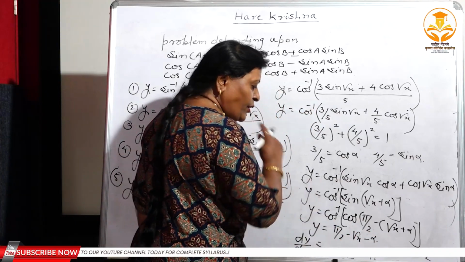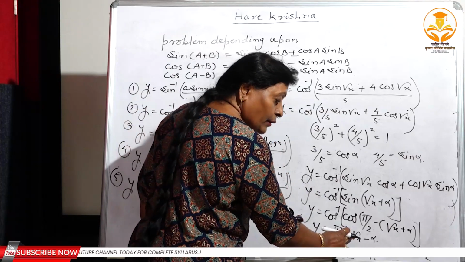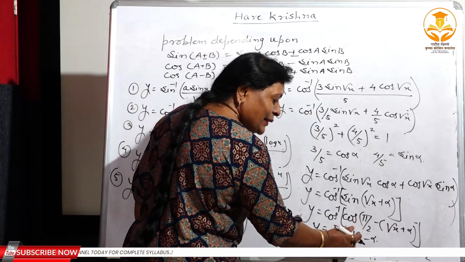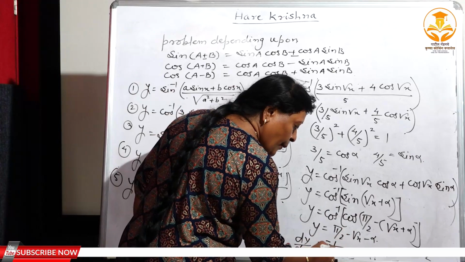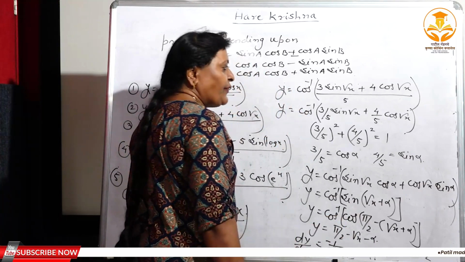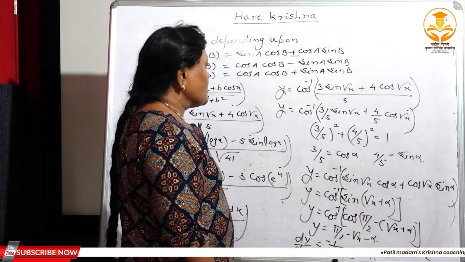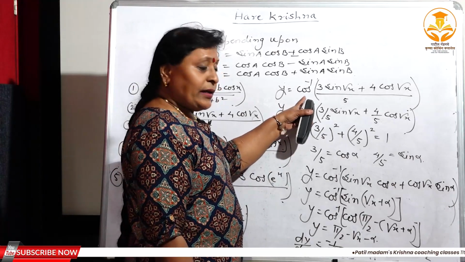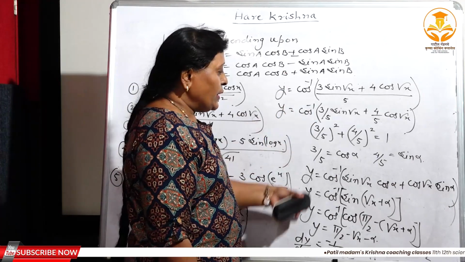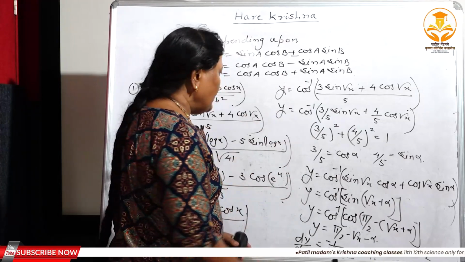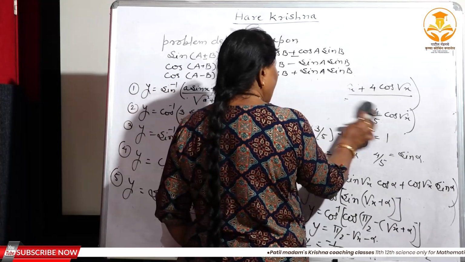here? The derivative of pi by 2, that is 0. Minus sign remains as it is. The derivative of root x is equal to 1 upon 2 root x, and the derivative of alpha is always equal to 0, isn't it? Therefore this is the second one. Though you write cos inverse, then also you can do the problem, isn't it? In this way you can do the remaining one also.